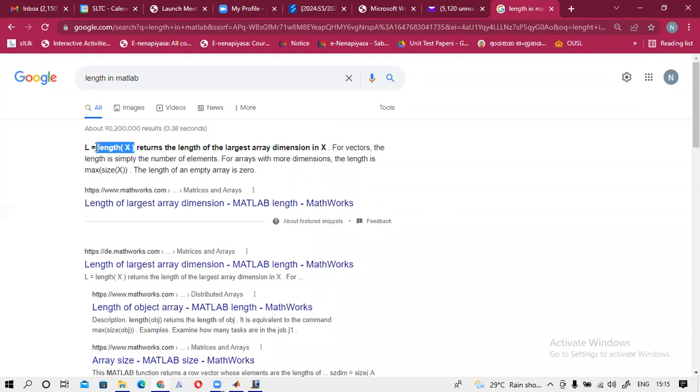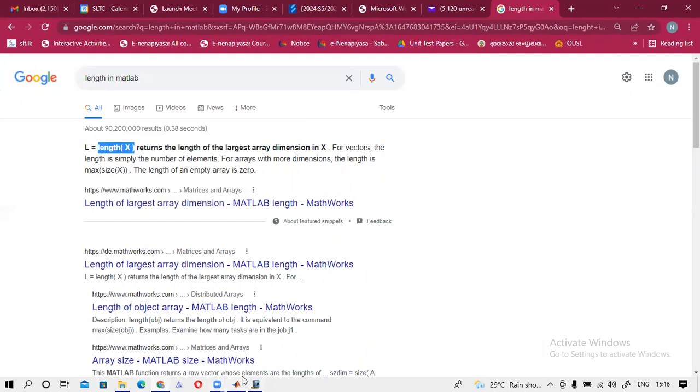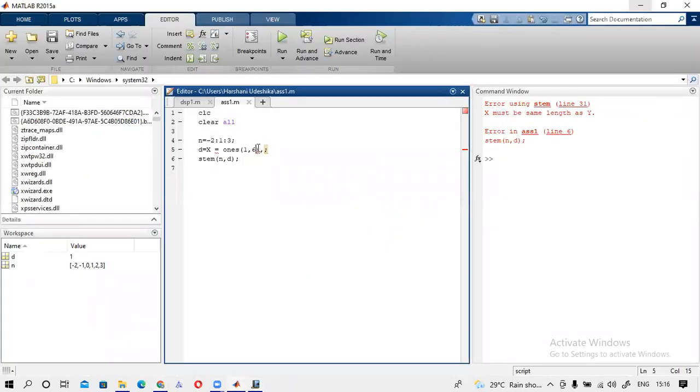You can use this statement. I will use it because rather than counting, I can use it. Sometimes when you are running the program, this length can change. Here it is not changing, but sometimes it does. So here length, it should be n, no? Length n. Okay.